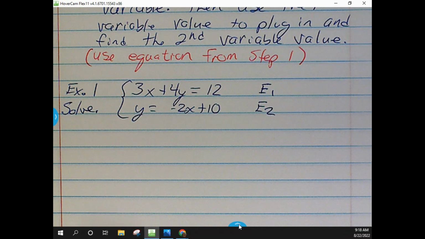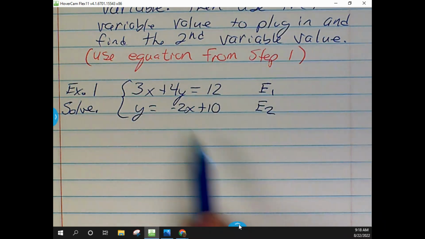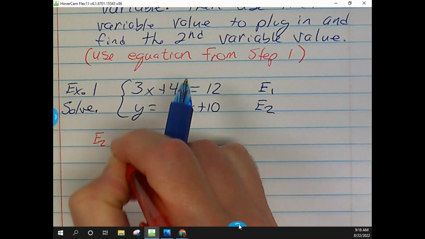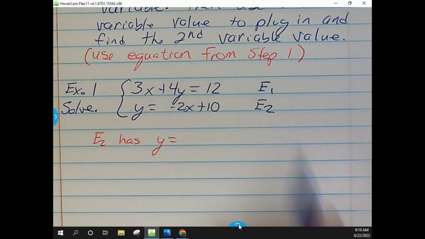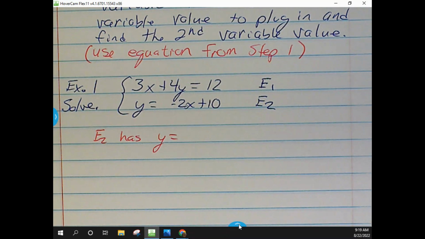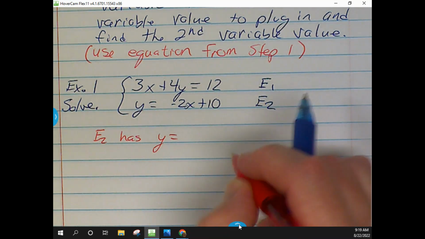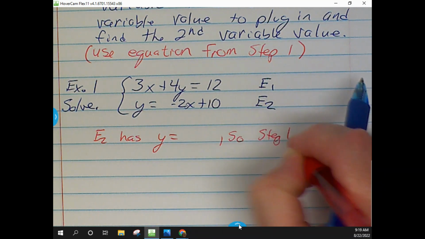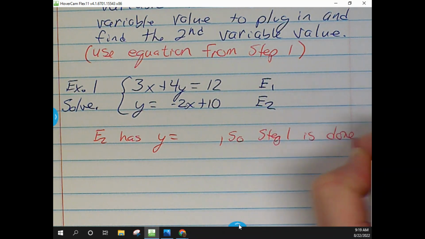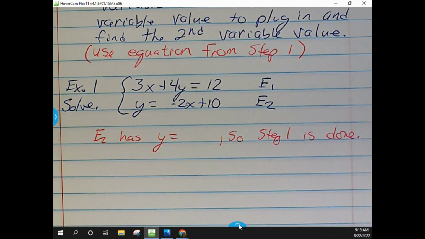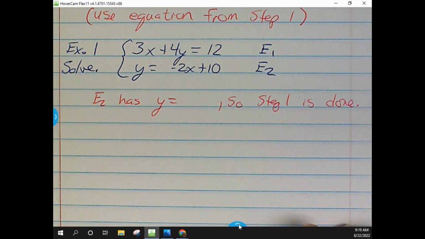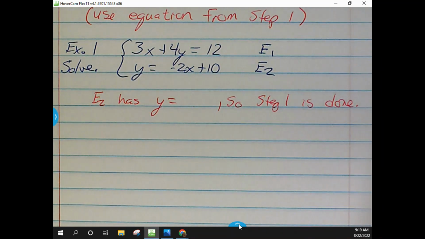Okay, since this one already has y equals negative 2x plus 10, then basically this part's done. Equation 2 has y equals, so step 1 is already done. Step 1 says you have to get either x equals something or y equals something, when you get the variable by itself. So if you already have that, step 1's done.